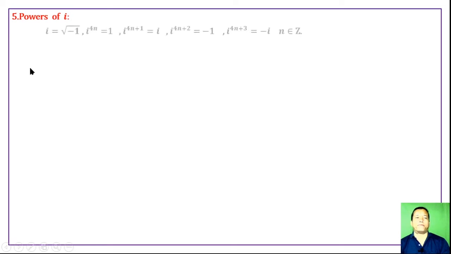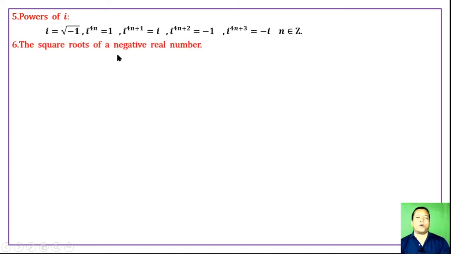Powers of I. I means square root of minus 1, whose power 4n becomes 1. I power 4n plus 1 is I. I power 4n plus 2 is minus 1. I power 4n plus 3 is minus I, where n is any integer.